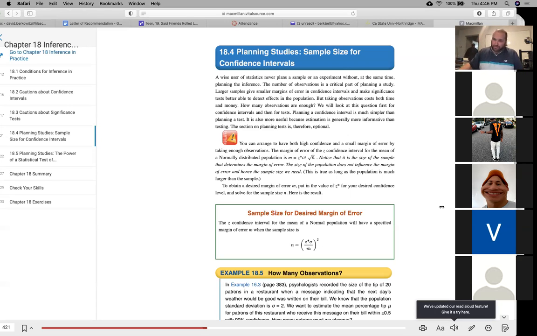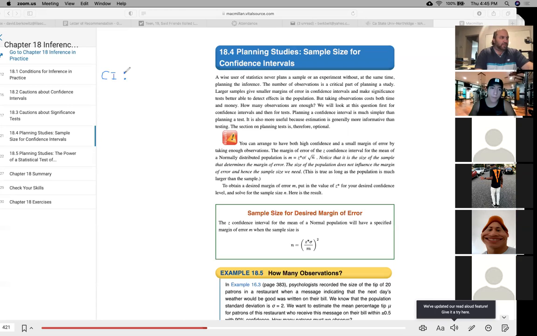Okay, so planning studies. Sample size for confidence intervals. Someone remind me again, what is the formula for the confidence intervals? We only have one formula so far, so what is it? X bar plus or minus Z star sigma over the square root of n.